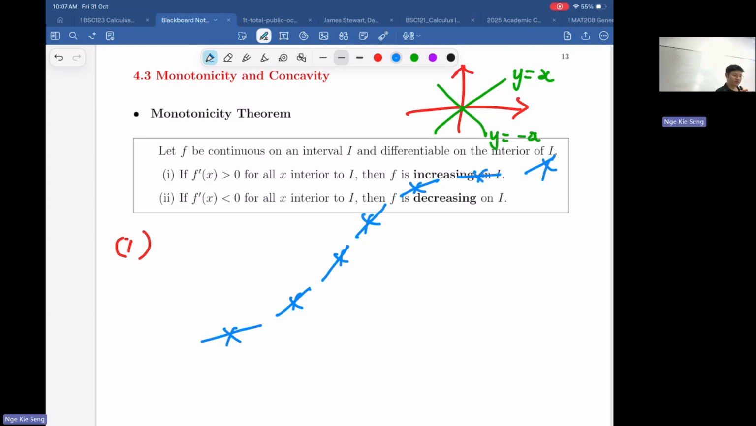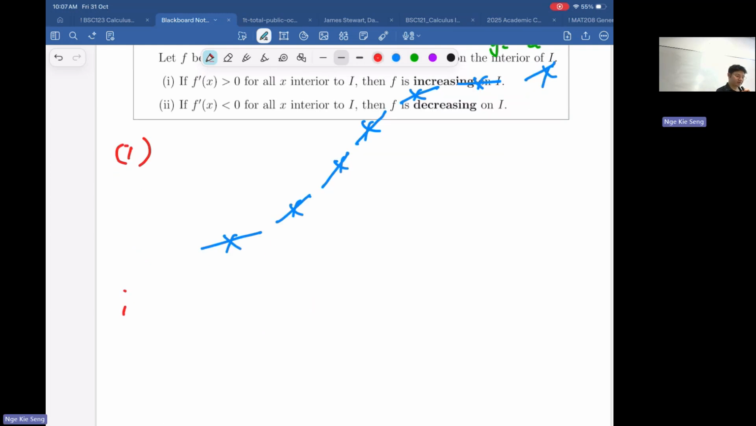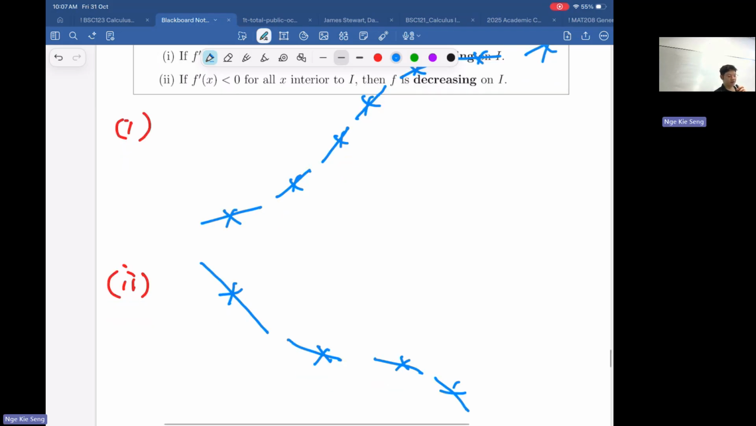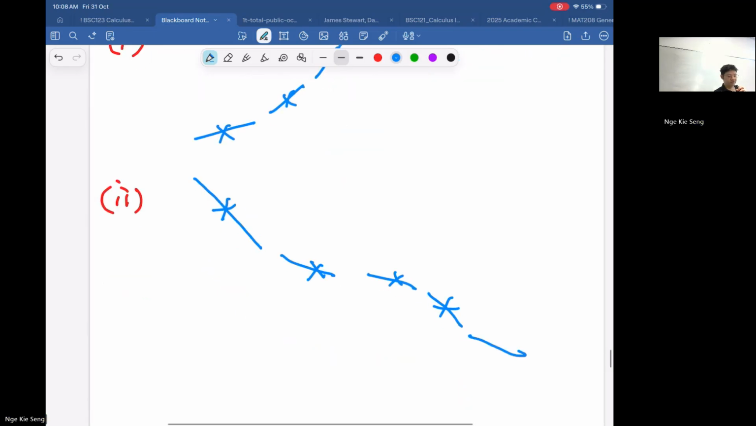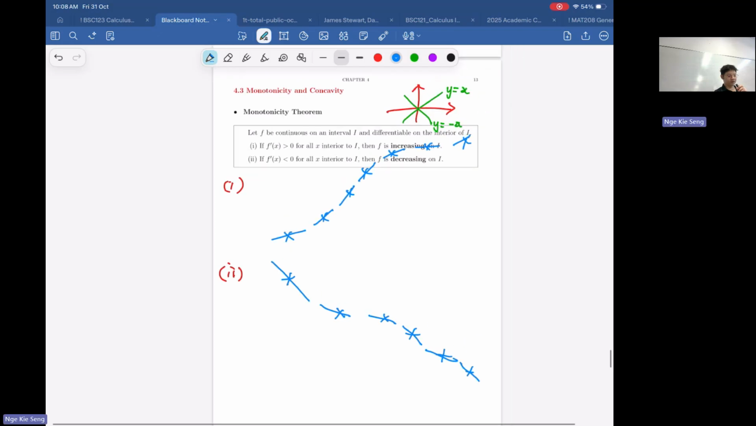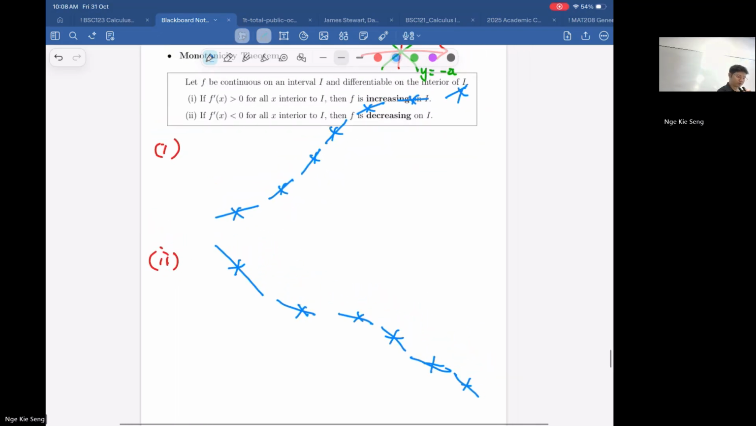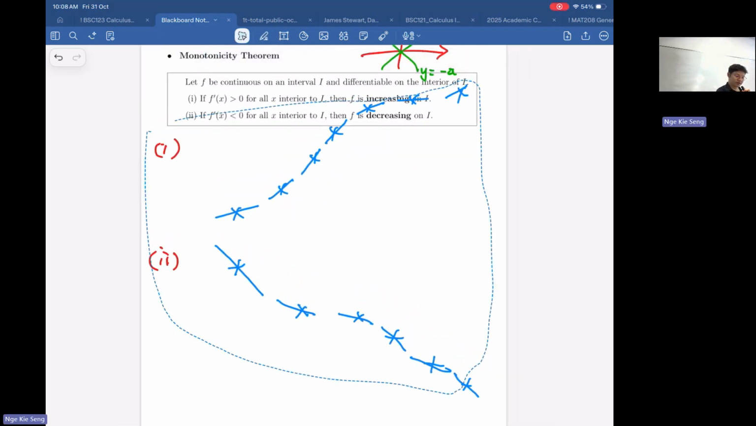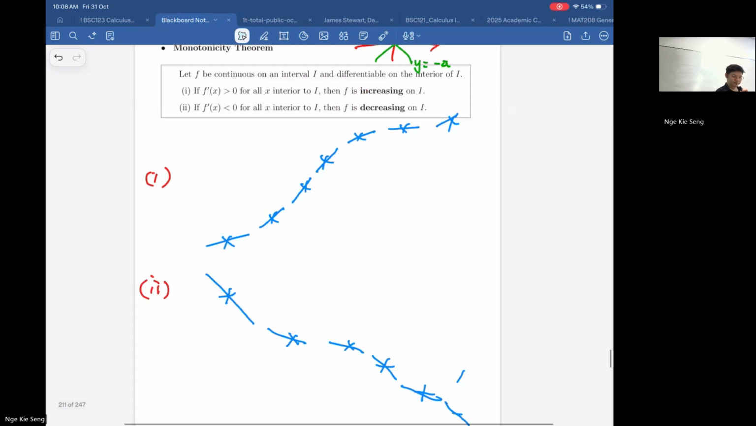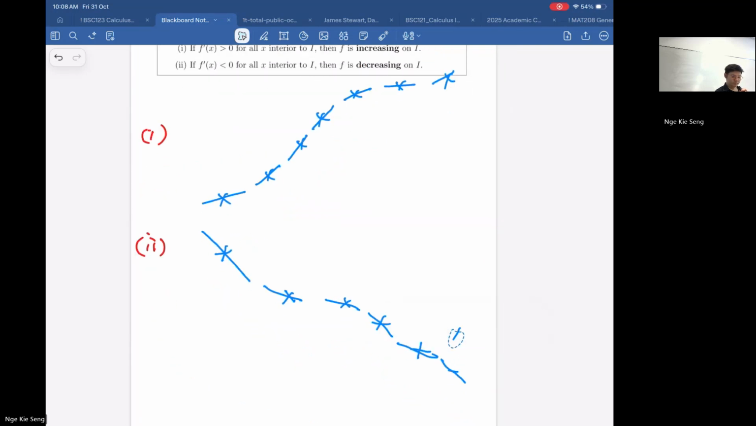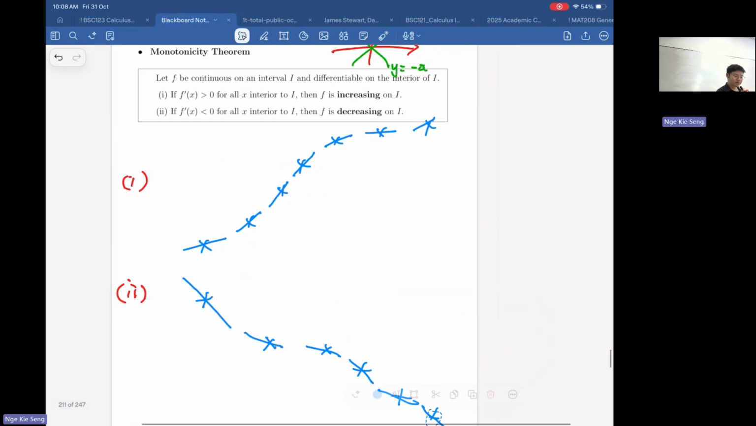Okay, how about negative? If it's negative, what happens? So you are on the second quadrant drawing down to the fourth quadrant, something like that. Right. Okay, no matter how you draw, it is like going down. Okay, can everyone see it? Does it make sense?